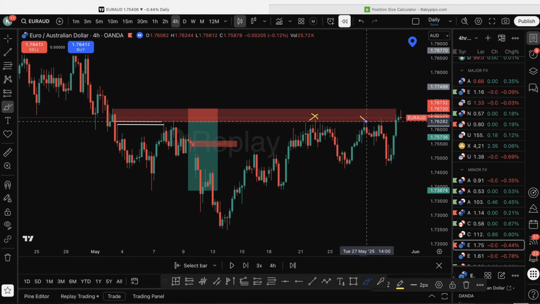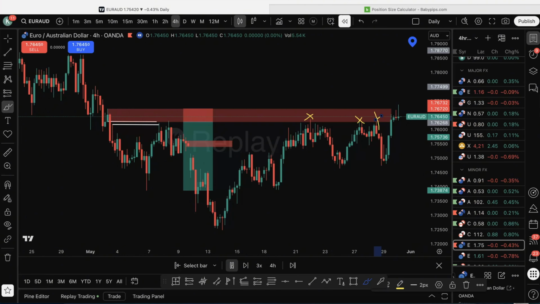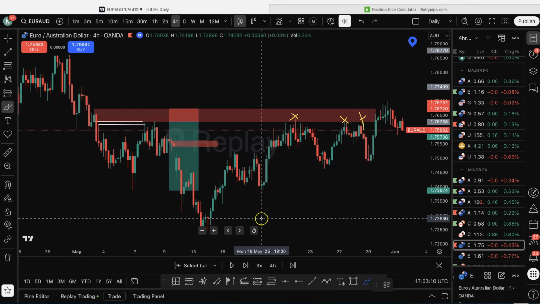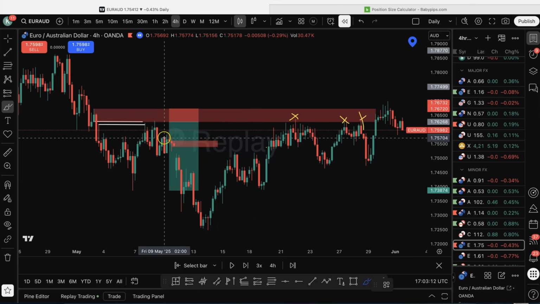Then we have a third tap. We don't want to sell there. Fourth tap, we don't want to sell there. And then on the fifth tap, it actually breaks through. So a supply zone is only really good for its first retest. Right after that, ignore it.